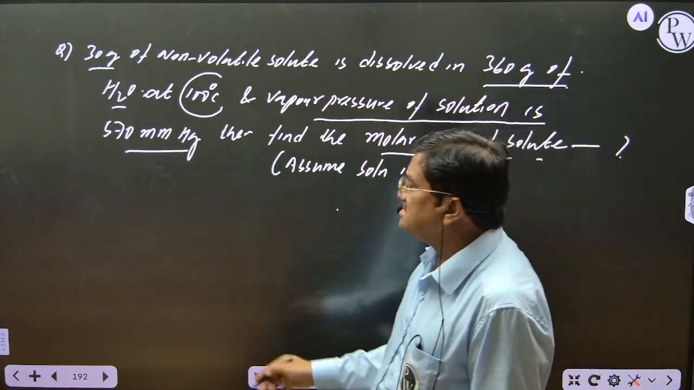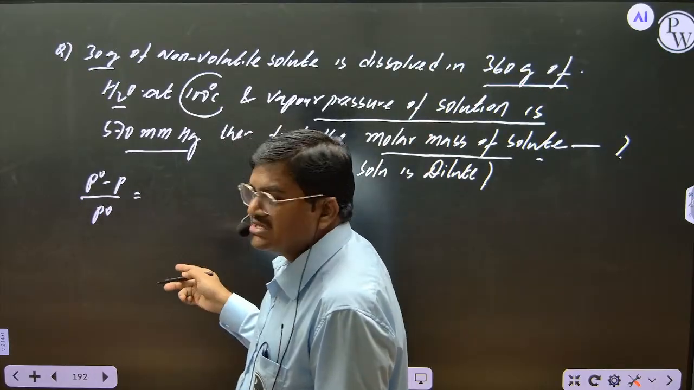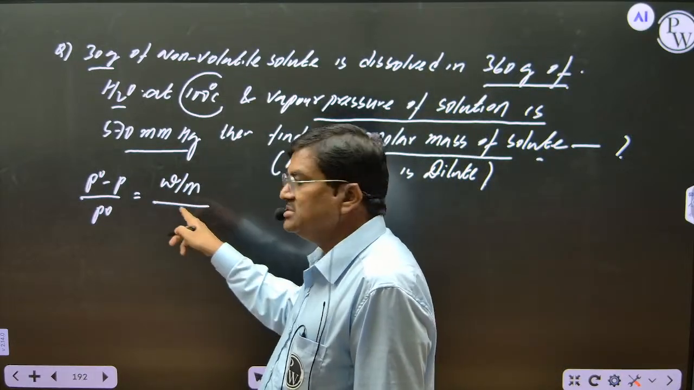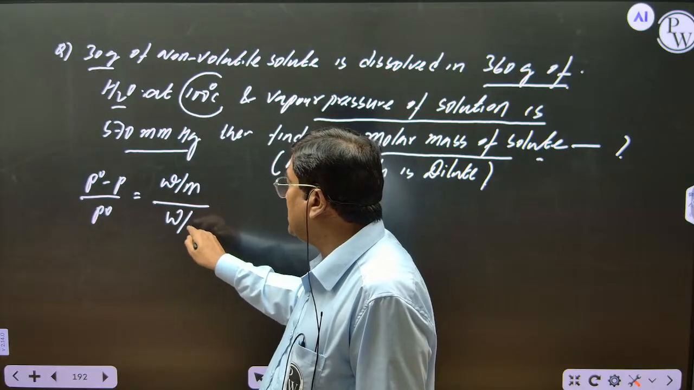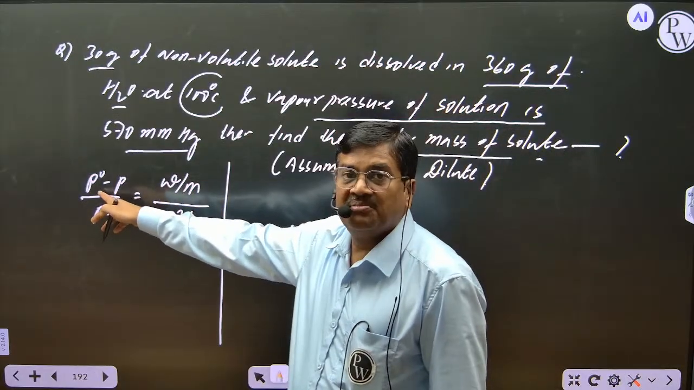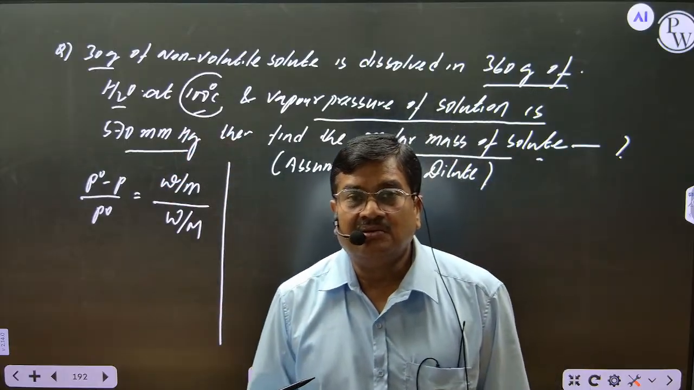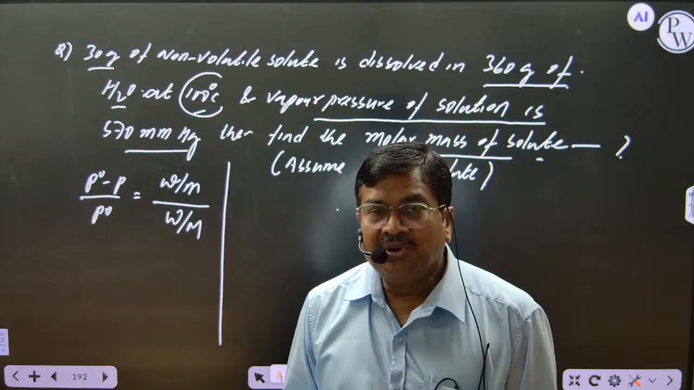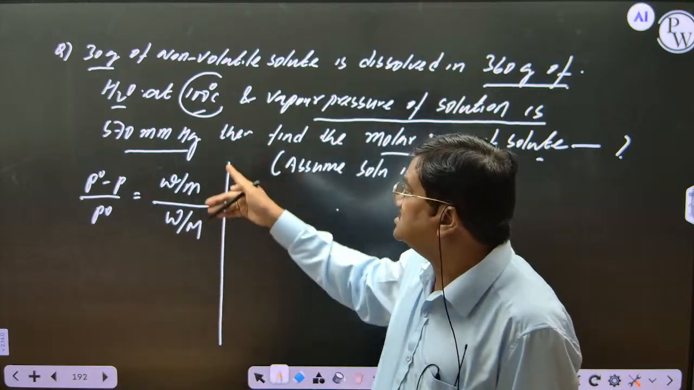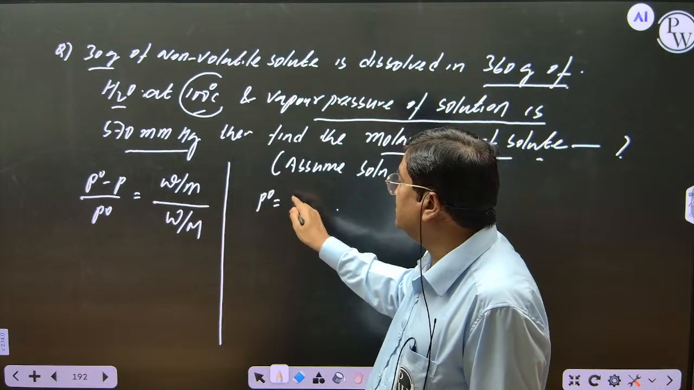So what is the relation, Raoult's law: P naught minus P by P naught is equal to, since we are assuming dilute, small w by small m, we are neglecting the solute in the denominator, capital W by capital M. Now students, here P naught is not given in the problem. But where does water boil? At atmospheric pressure, no? What is the boiling point of water? 100 degrees. At the boiling point, vapor pressure will be equal to 1 atmospheric pressure, no? So indirectly, P naught is given as 1 atmosphere.